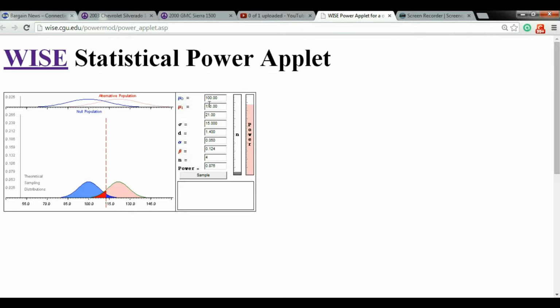Now, the dotted line right here is still alpha, this 0.05 level. So we have the hypothesized distribution in blue and the actual distribution in red. Again, we're doing an upper tail test, so our alternative hypothesis here would be that mu is greater than 100. So we are going to reject any p-value that's to the right of the red dotted line.